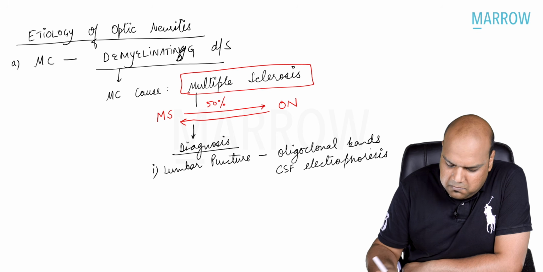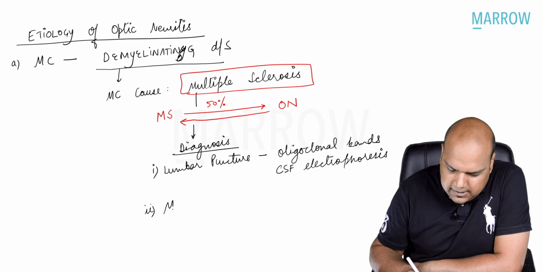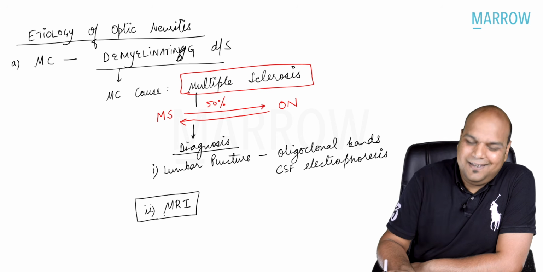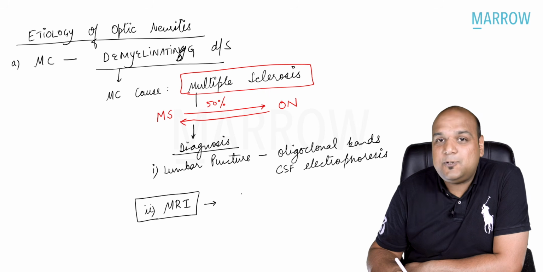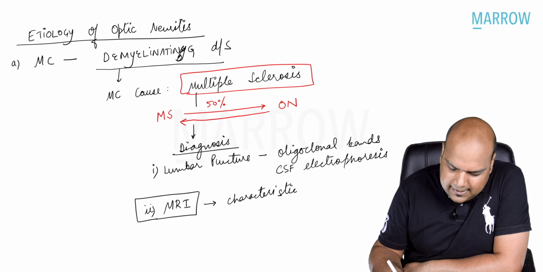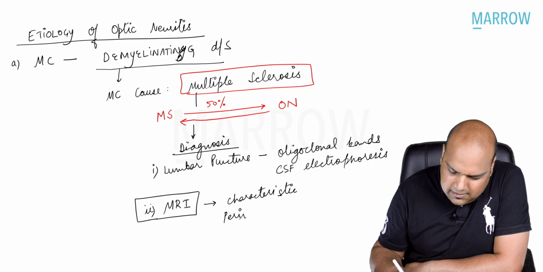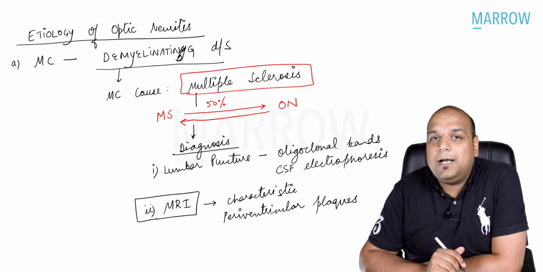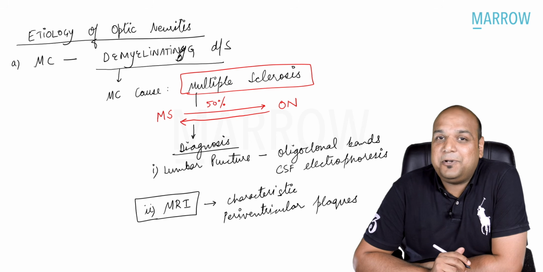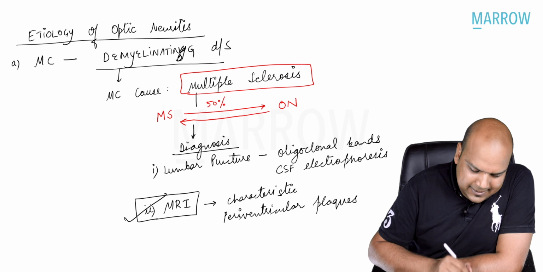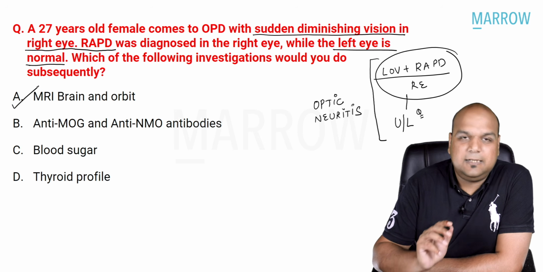But more important than this, for diagnosing a case of multiple sclerosis, is MRI. Yes, MRI of the brain. What does MRI show us? MRI shows us the characteristic, diagnostic, I can say, periventricular plaques. Periventricular demyelinating plaques are the characteristic finding of multiple sclerosis on MRI. We know this. Because we know this, everybody, that is why we know that this is done.